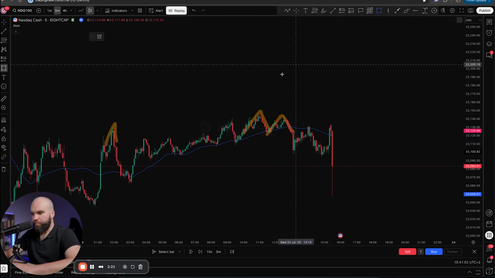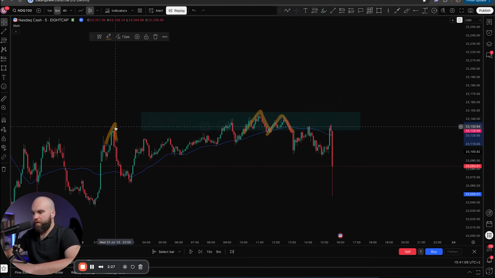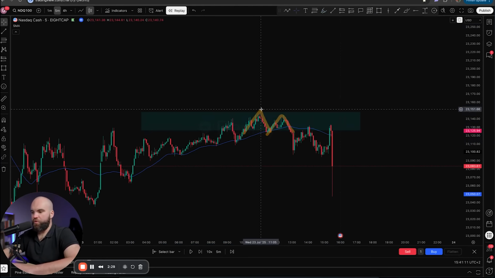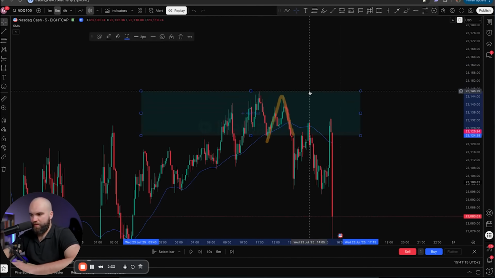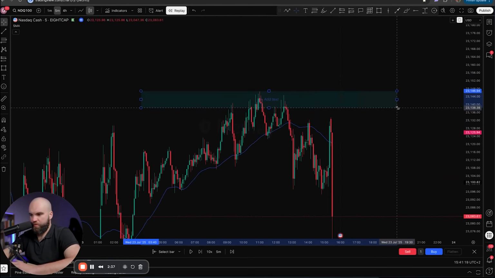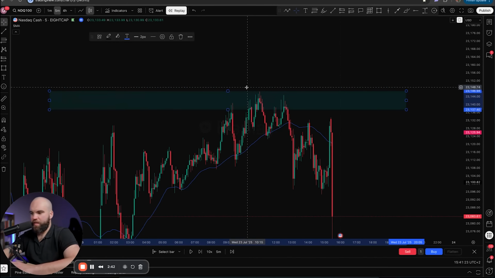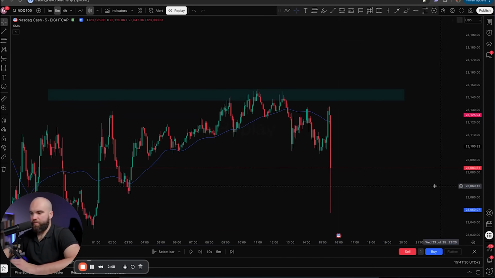So simply what I'm going to do is mark this up here. What you're going to want to do as well is be kind of accurate as to where you're drawing these zones so that you get the high of the candle like so. And I'm going to include some of the wicks around it. It's not an exact science. What really is important is getting the highest high accurate over here so that you can identify the break.